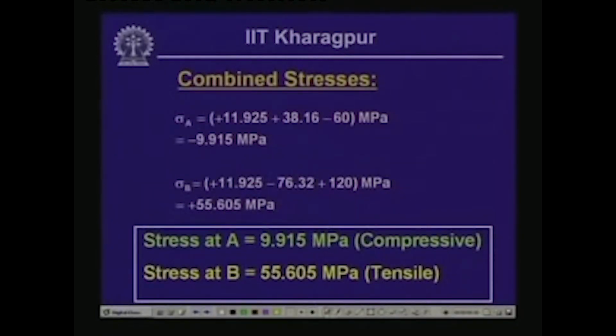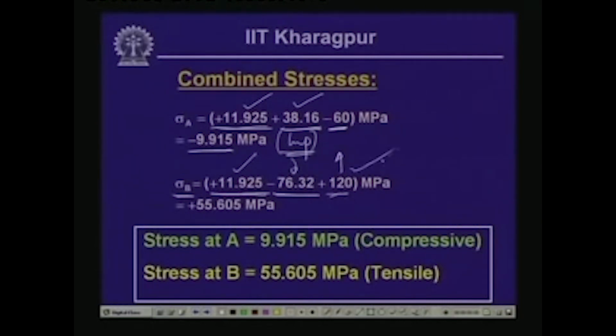So, these are the values of the stresses that we get: at A we have plus P by A, this is plus because of the tip moment M1, and this is because of the vertical load which is acting on the beam. So, the result gives us minus 9.915, that means this is a compressive stress acting at the top of the beam, and at the bottom we get sigma B, which equals 11.925, which is P by A, minus 76.32, this is because of the couple, and this is because of the vertical load which is causing 120 MPa.